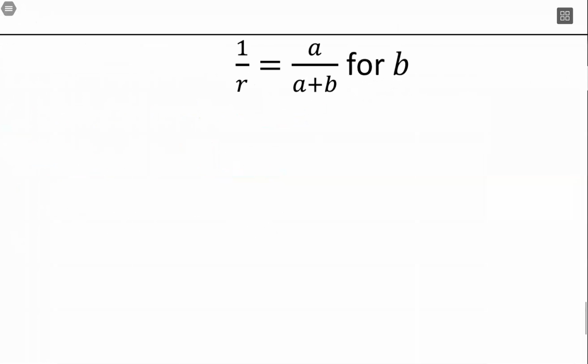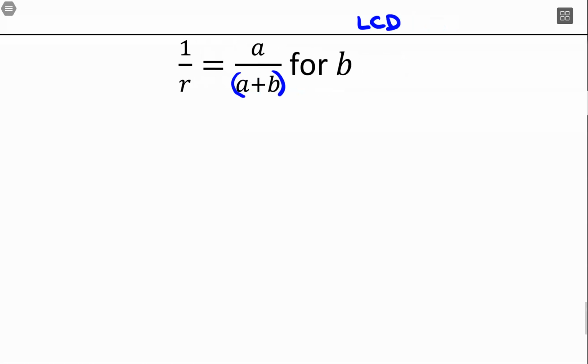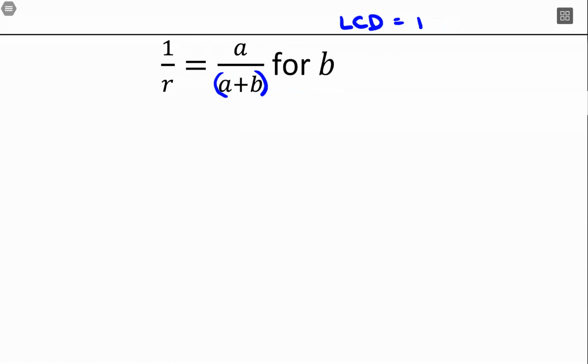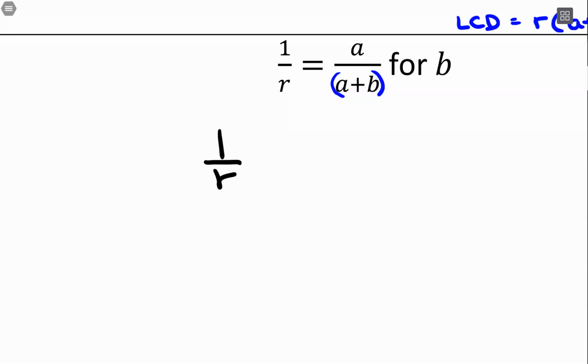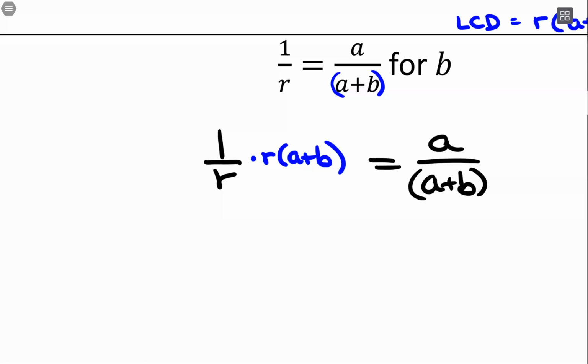All right, here we're solving for b. Now, we could do cross multiplication, like we talked about before, or you could see a least common denominator. So again, with that addition, that a plus b is kind of bundled together. So our least common denominator is r times a plus b. So what that would mean is I would have 1 over r times a plus b, and that equals this a over a plus b times r times a plus b.